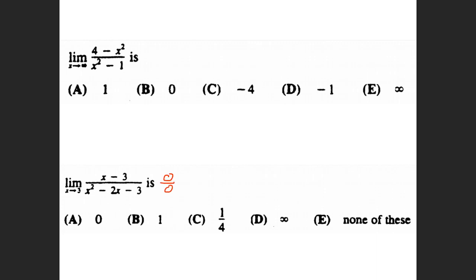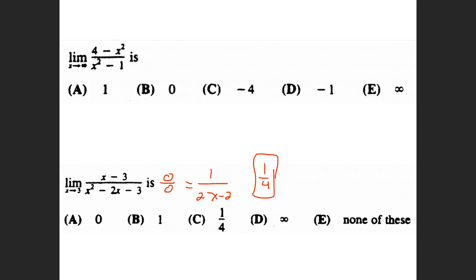Now, I'm not a big fan of factoring, so I'm just going to use L'Hopital's rule. I'm going to take the derivative of the top, which gives me 1. I'm going to take the derivative of the bottom, which gives me 2x minus 2. Then I'm going to plug in 3. So 2 times 3 is 6 minus 2, so 1/4 is the correct answer. Yep.